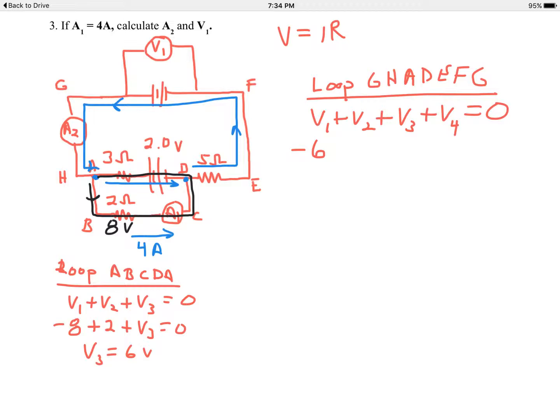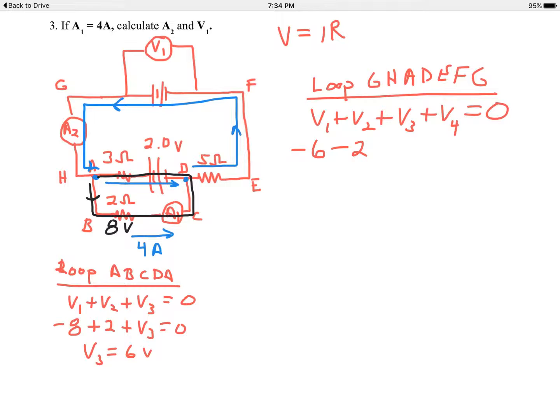And I'm going backwards through that battery now, as opposed to the first time in loop A, B, C, D, A. Now I'm going into the positive part of the battery, the long line, towards the negative. So that would be unconventional. That's minus 2 this time as I go from left to right. The other time I went from right to left. We'll have to practice that. Okay, so that's minus 2.